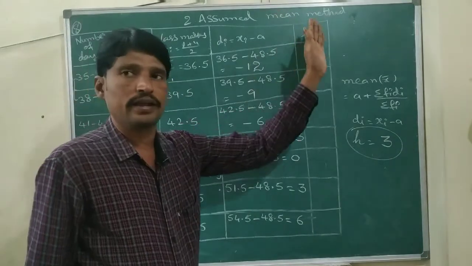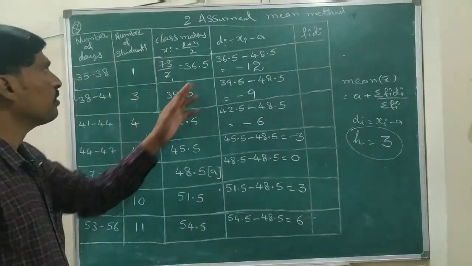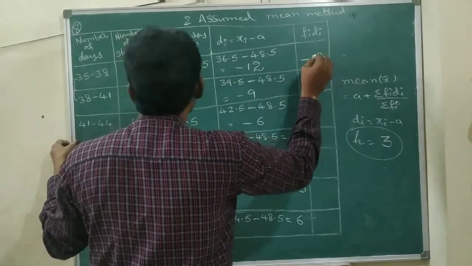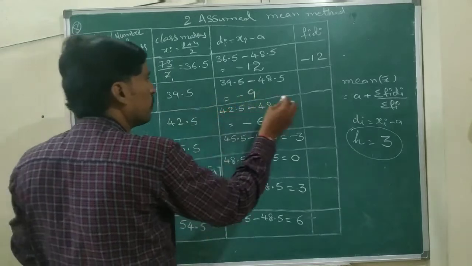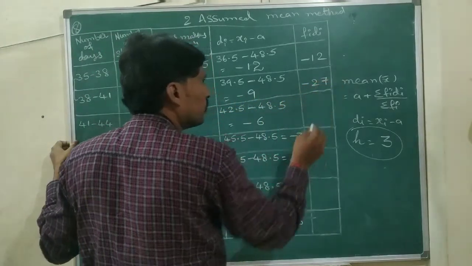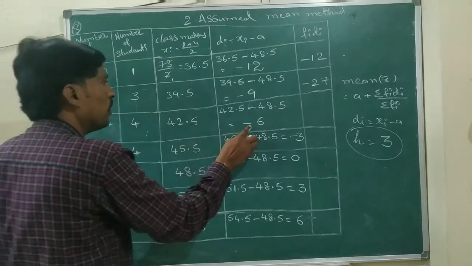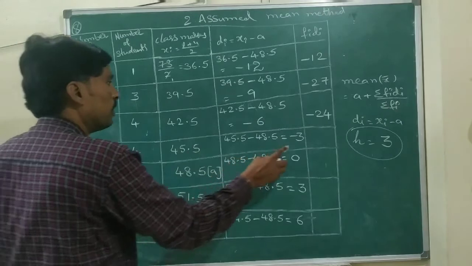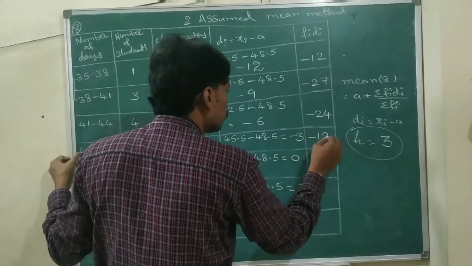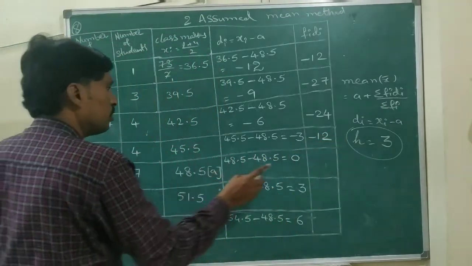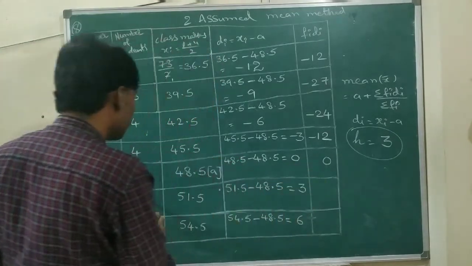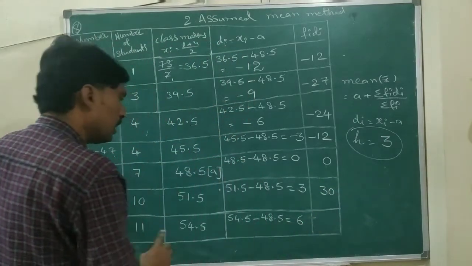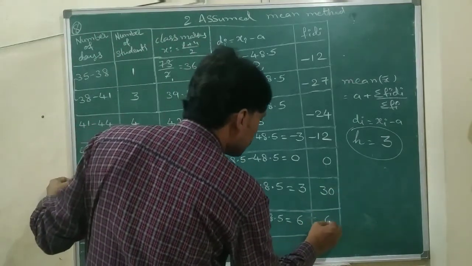Now we need to find Fi di, where Fi means frequencies and di means deviations. 1 into minus 12 is minus 12. 3 into minus 9 is minus 27. 4 into minus 6 is minus 24. 4 into minus 3 is minus 12. 7 into 0 is 0. 10 into 3 is 30. 11 into 6 is 66.